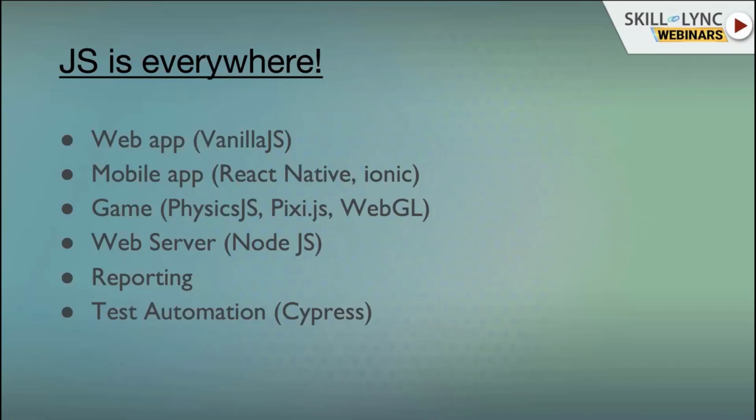Here you can see JavaScript can be used in web applications, where we use something called vanilla JavaScript. In mobile applications, we can use React Native and Ionic. To build games, we can use JavaScript. To build web servers, what I call an application server, you have a lot of options. There you can use Node.js, which is a JavaScript based platform. And for reporting purposes, you can prepare reports using JavaScript libraries and frameworks.